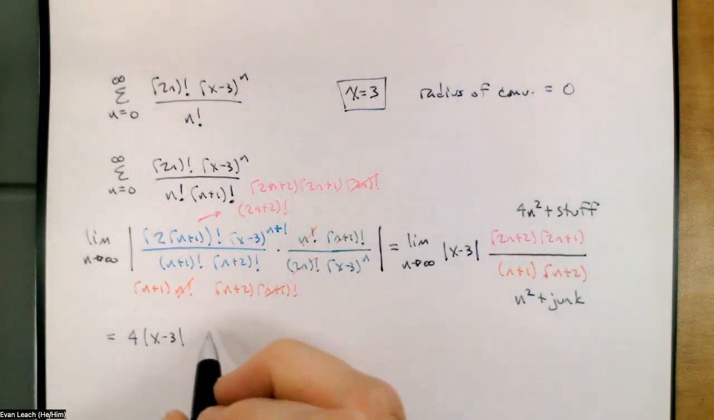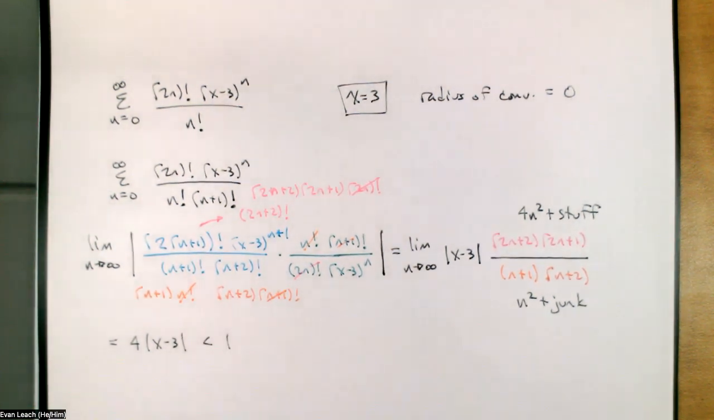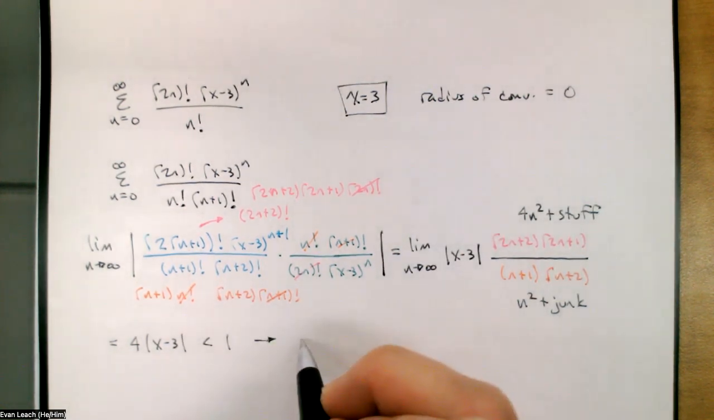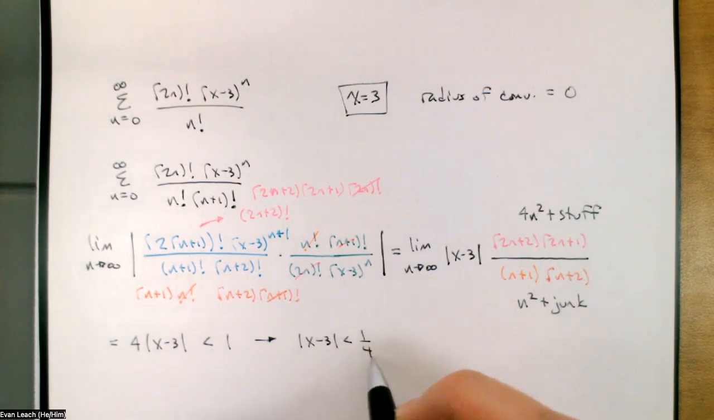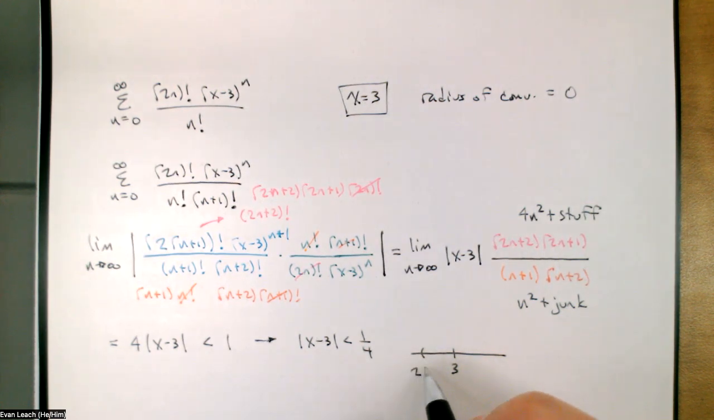So the interval of convergence: the ratio test says we get convergence if this limit from the ratio test is less than 1. As usual, we solve for the absolute value factor. And this tells us that the absolute value of x minus 3 has to be less than 1/4. So in the center, we have a 3. Down below, we've got a 2 3/4. And up above, we have a 3 1/4.